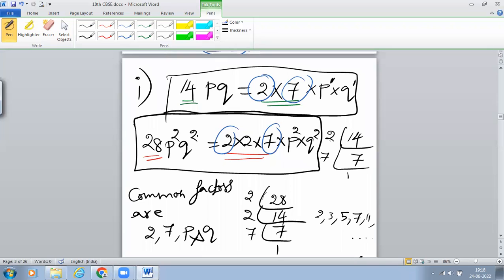Are you able to understand this? Yes, sir. That's it. So 2 comma 7 comma p and q are the common factors of 14pq and 28p square q square. If anybody has a doubt, please ask. I will be ready to explain.